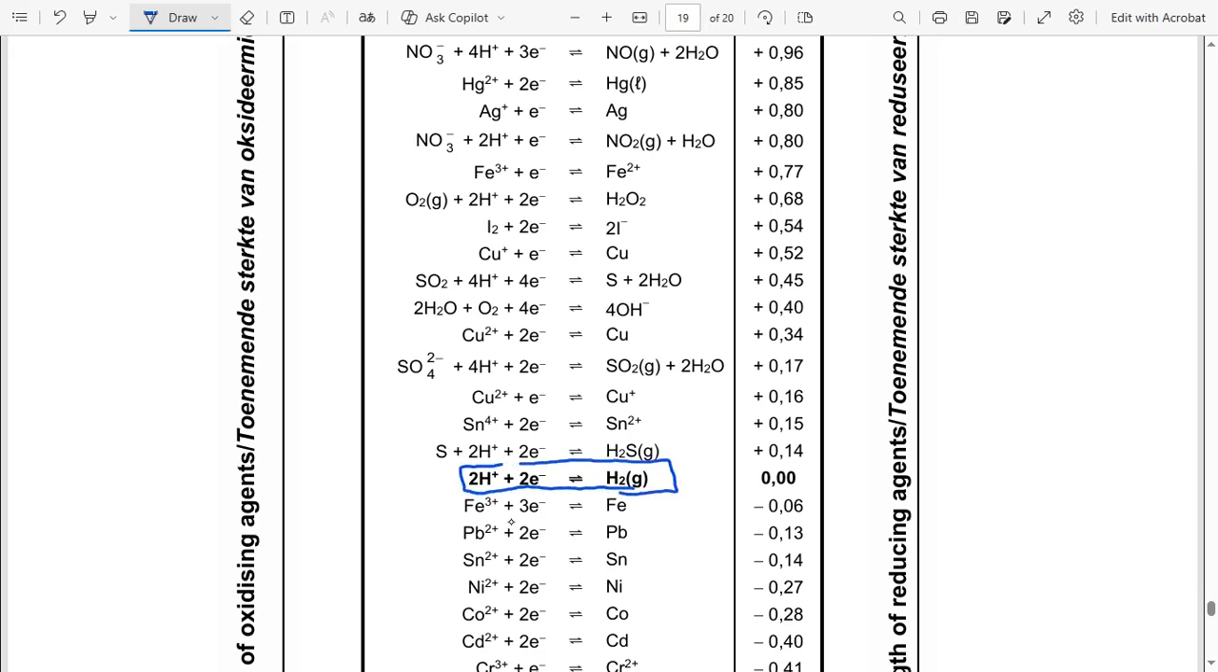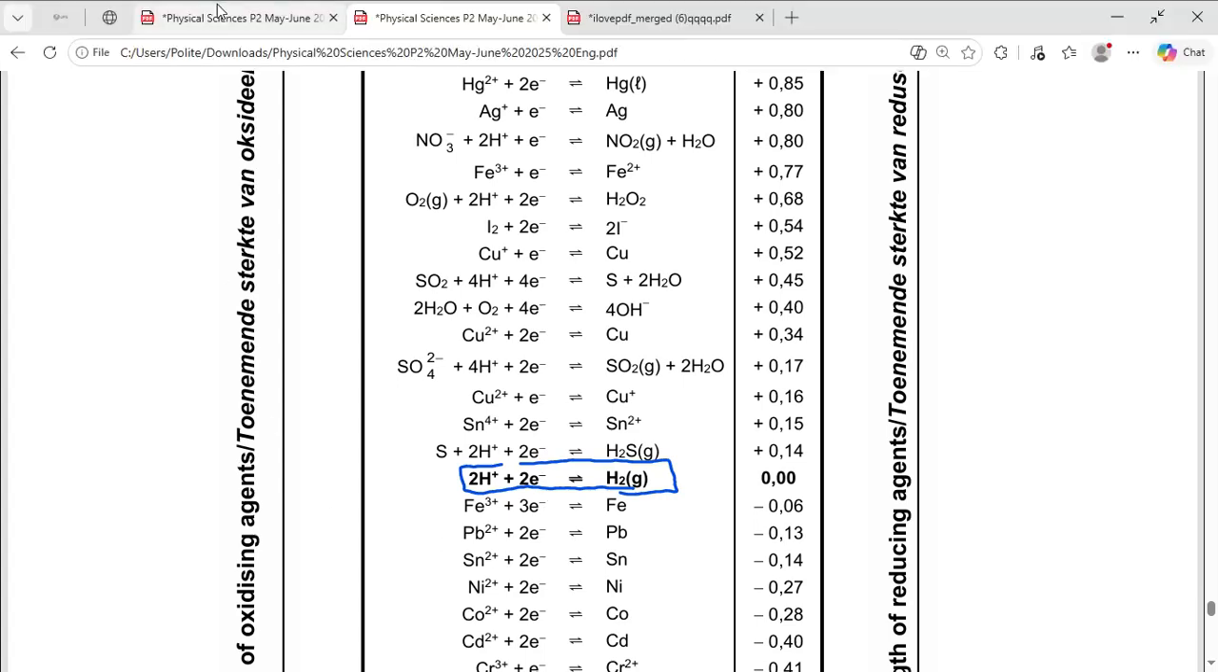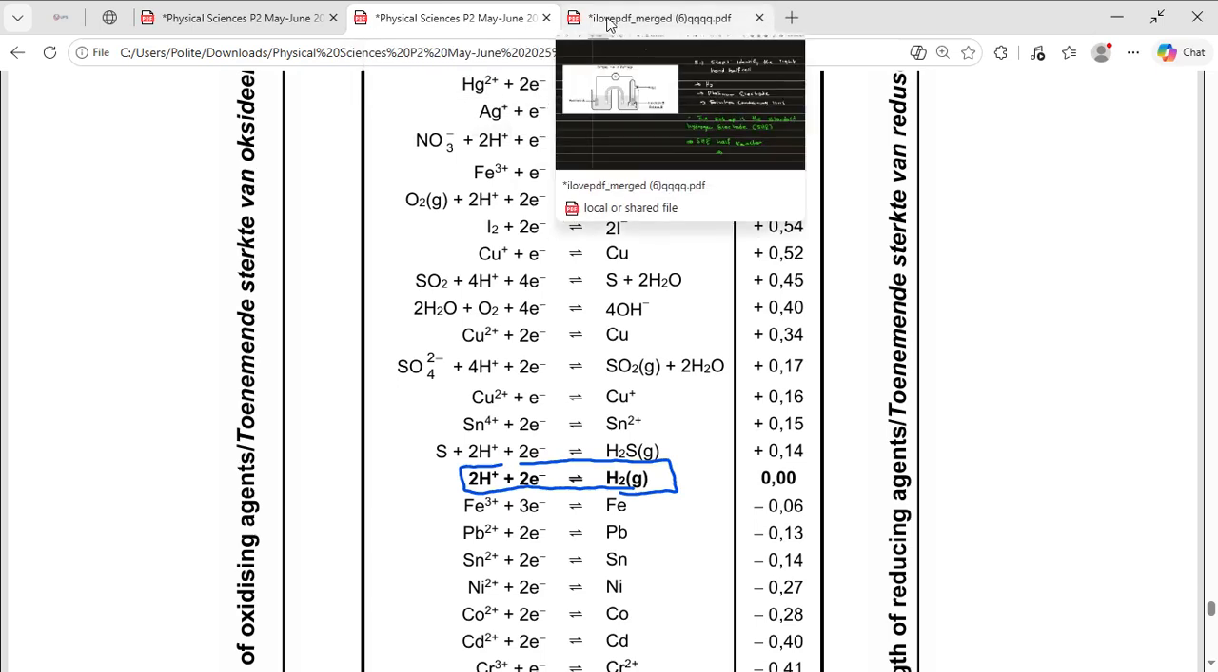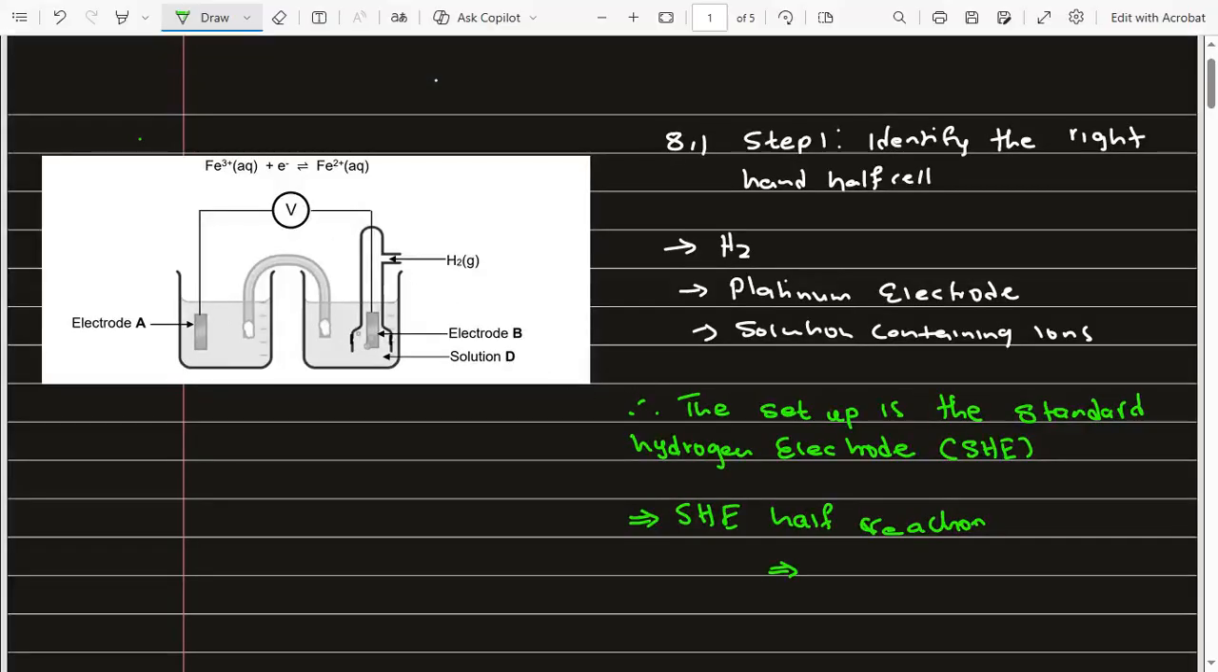I'm just going to take this reaction and write it on that side. So this tells me that the SHE half reaction will be 2 of the H plus ions in aqueous solution, then this has 2 of those electrons, then this forms the hydrogen gas. So that is the half cell reaction.